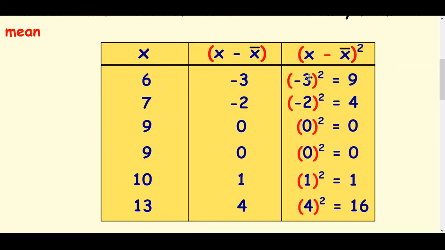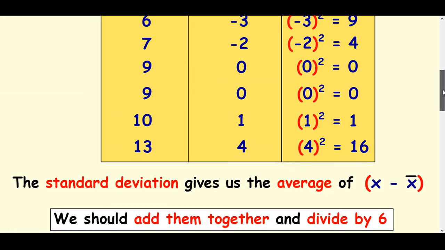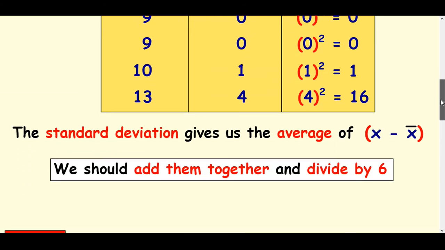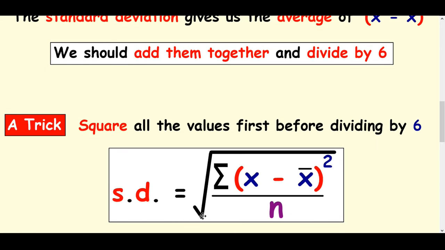So they squared the -3 to get 9, squared the -2 to get 4, and so on. And then they added up and divided by 6. But you might go, well, wait a minute, you can't just square stuff. So they're going to add everything up and divide by 6. But what they did after that was they square rooted, to cancel out the squaring.